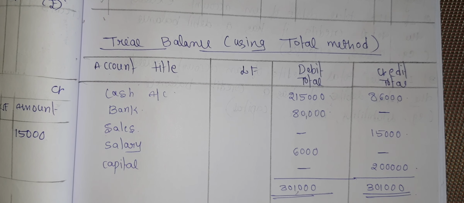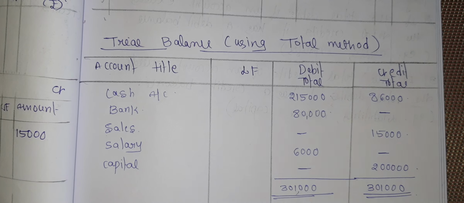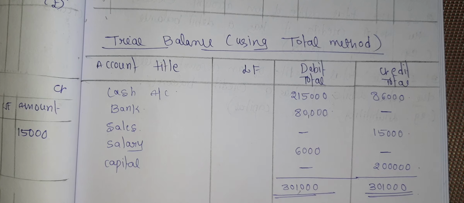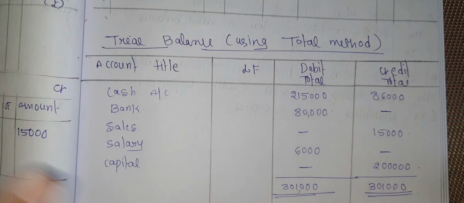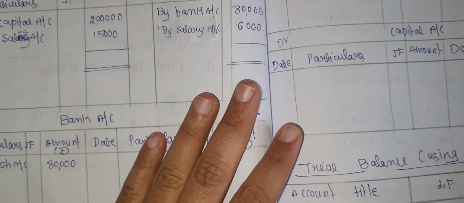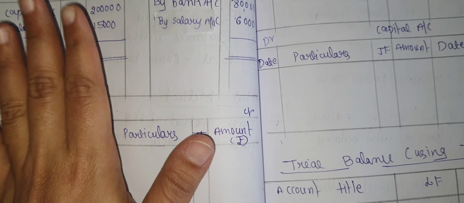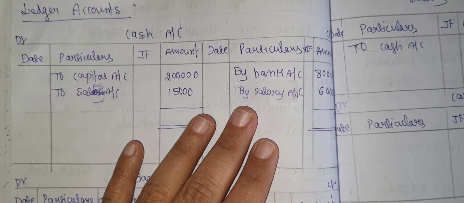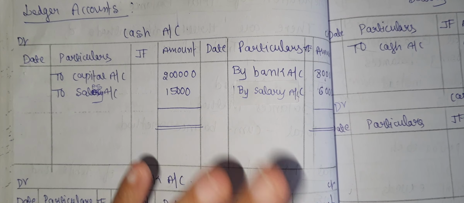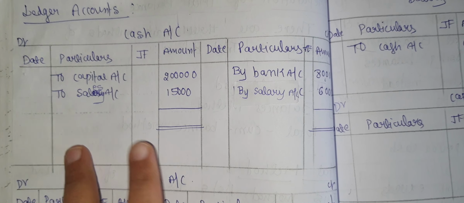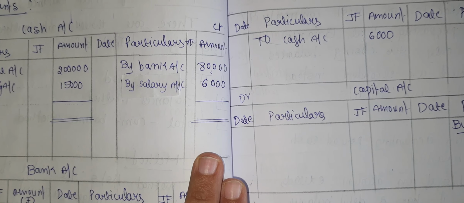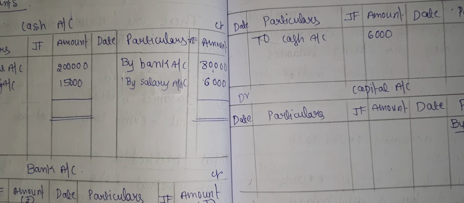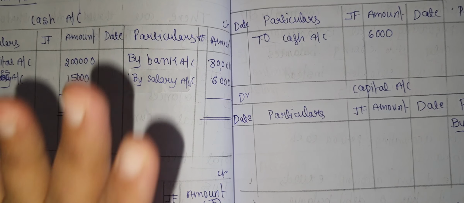So here this total method is less common in practice. Why? Because it does not clearly show the individual account balances. Here we have not closed the cash account. Here we are not writing down the closing balance. Here we are recording just the total debit amount and total credit amount. So it does not clearly show the individual account balances.